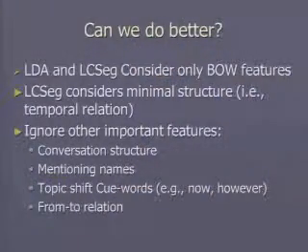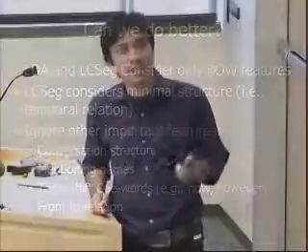Now, as you have noticed, both LDA and LCSeg consider only the bag-of-words features. Though LCSeg considers minimal structure, like the temporal relation between the emails, it ignores other important features, such as the conversation features, the mentioning of names, topic-shift keywords like "now" and "however", and the from-to relation.